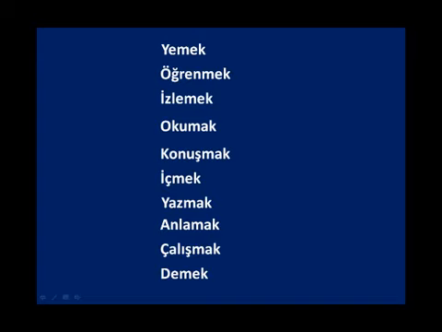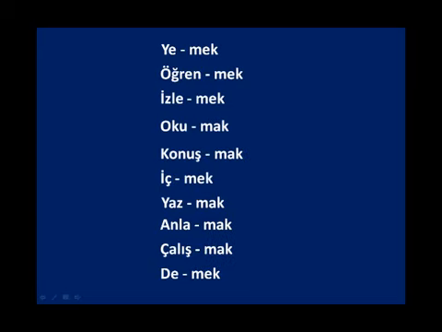Now, watch what I'm going to do. I separated the verbs from their infinitive suffixes. The infinitive suffix, as I said, was mek and mak. And if you separate them, you get the basic part of the verb, which is called the root. So ye is the root of yemek, öğren is the root of öğrenmek, and so on.